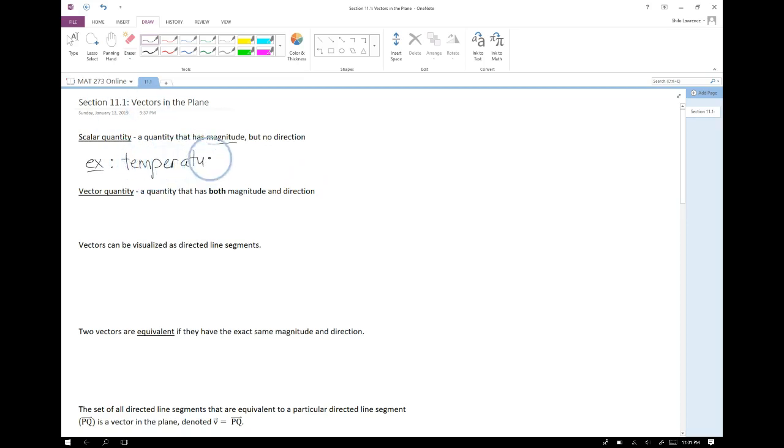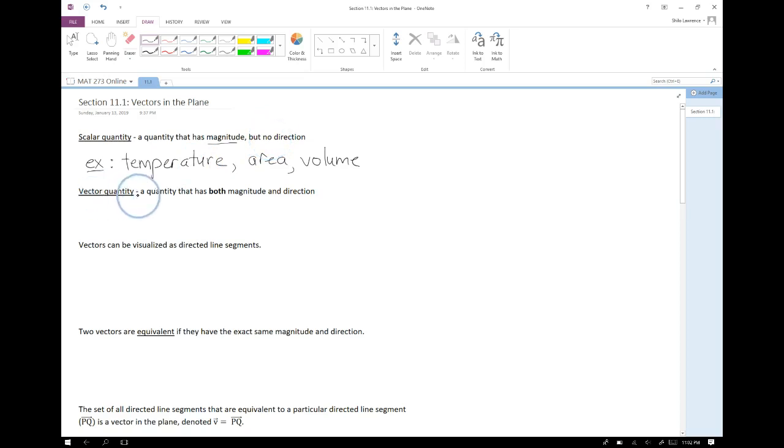When we measure temperature, it doesn't make any sense to assign a direction to it. Also area, and along the same lines as area, volume. All of these quantities have a magnitude, but it makes no sense to attach a direction to them.